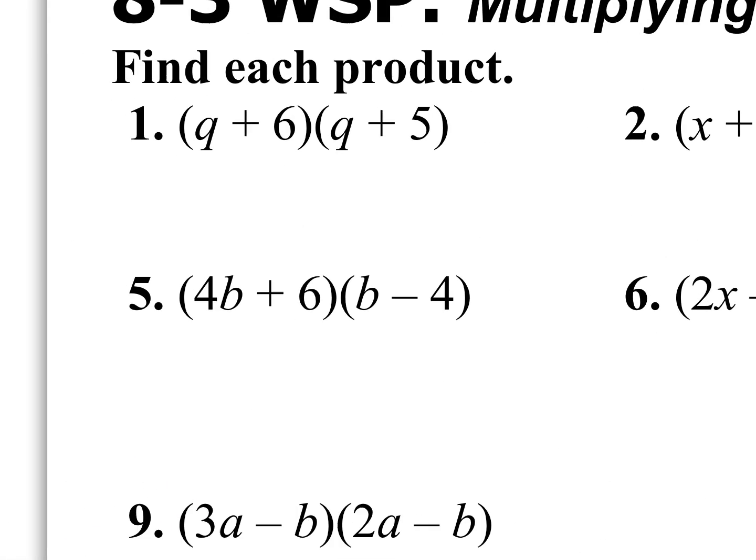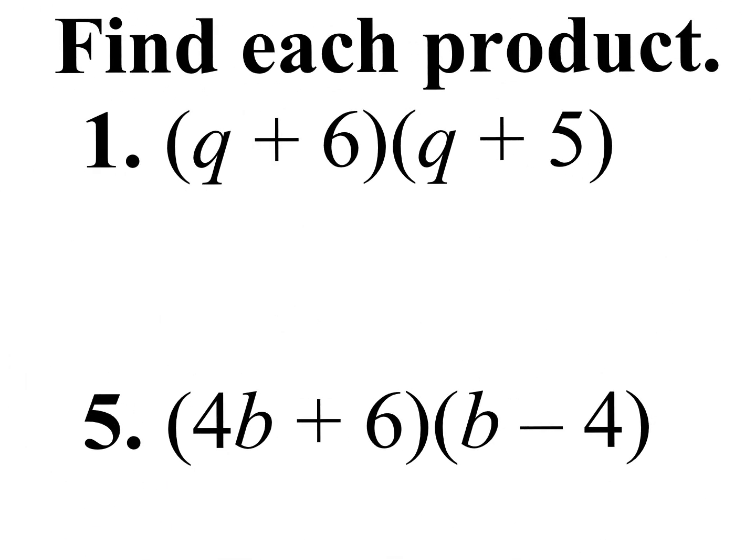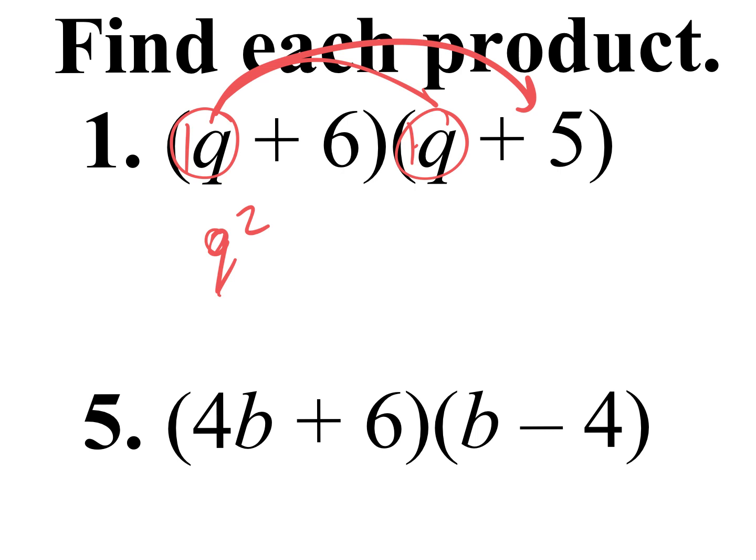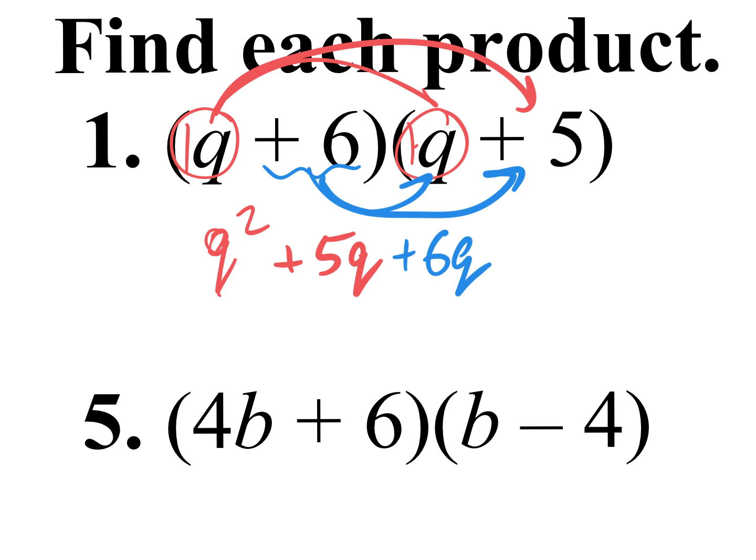Let's do number 1. Check it out. And you see, when you distribute, you got to know what you're distributing. What are we distributing here? We have 1q, right? So I could put a 1 if it helps me. 1q times 1q, well, 1 times 1 is 1, and q times q is q squared. Now, we know that you don't really need that 1, so it's just q squared. And then q times 5, that's 5q. And then 6 times q, that's 6q. And then 6 times 5, that's 30.